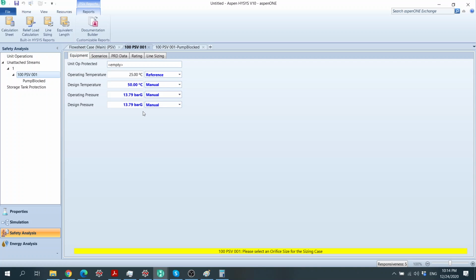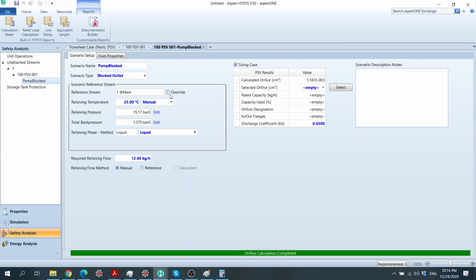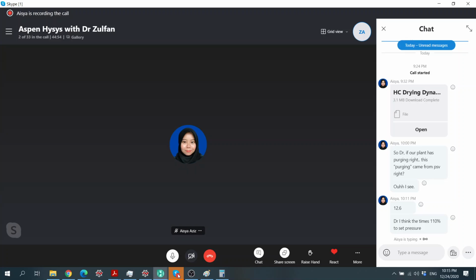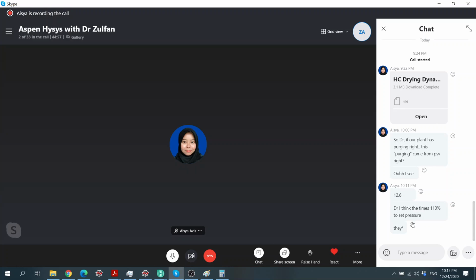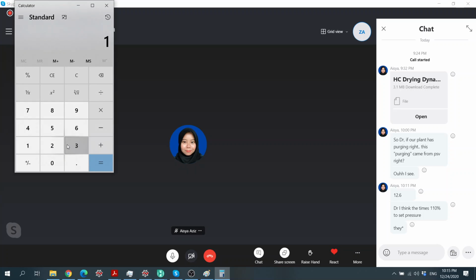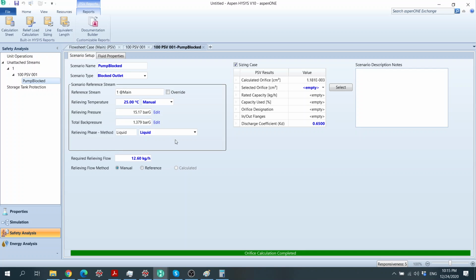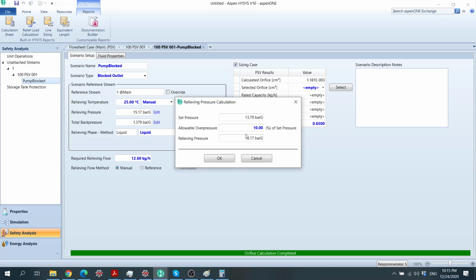Equipment. Let's put this. If it's 200 psig, it goes by 2 bar. It's very strange. The design and relieving pressure. Is that really correct? 13.78 times 1.1, 1.7, yeah. Okay.